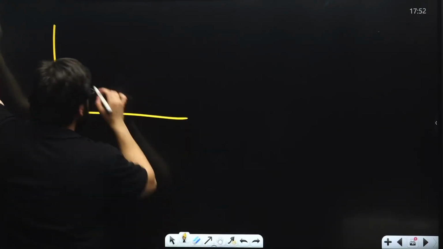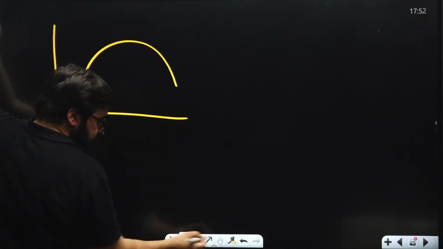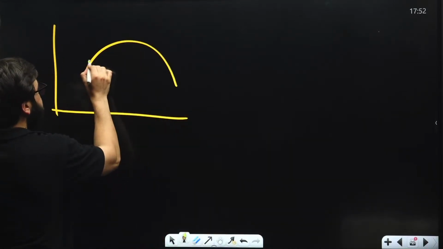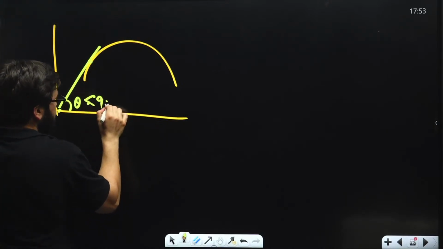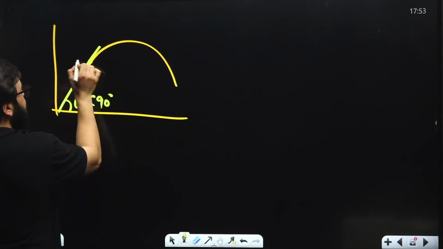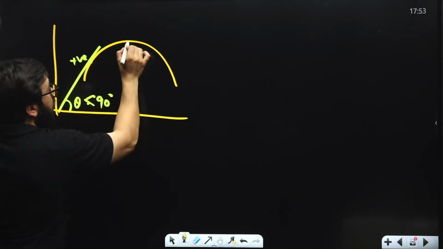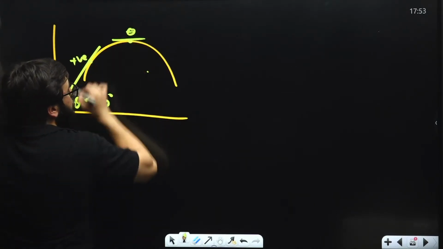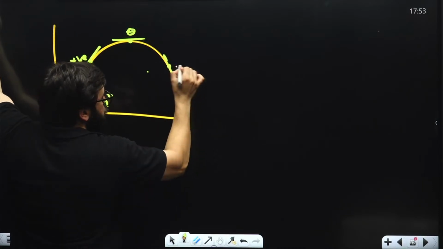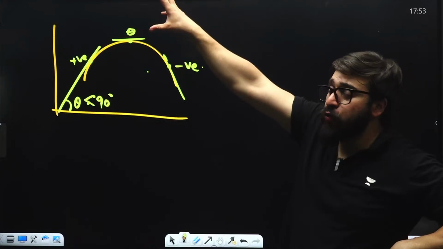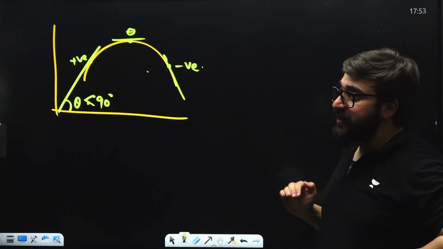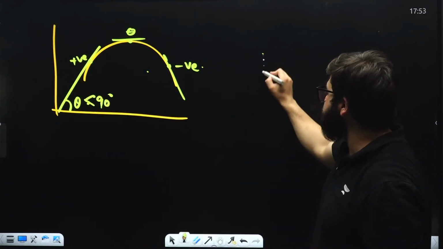Something like this. I'm saying at this point, theta is less than 90 degrees. So at this point, I say slope is positive. At this point, slope is 0. At this point, we say slope is negative. So what is happening with the slope? First positive, then 0, then negative. So we say in this case, slope is decreasing.